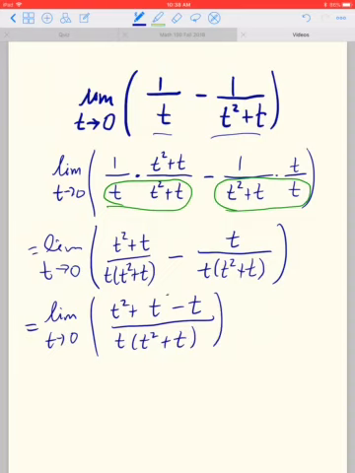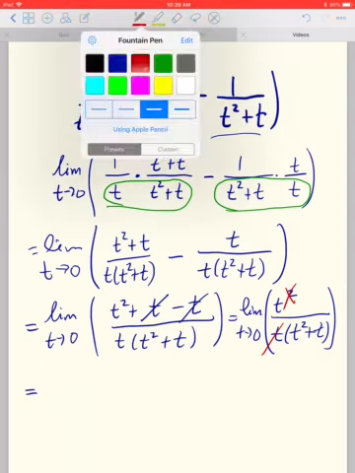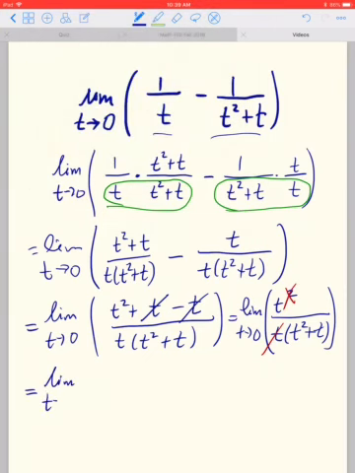And now I'm going to notice that those cancel. So I'm going to squeeze in another line here. t squared over t times t squared plus t. So if we do that, well, we can cancel one t. You can see that we can cancel maybe that t. Maybe let's do this in a different color. Let's cancel that t with one of those t's there. So we're going to get the limit as t goes to 0 of t over t squared plus t.